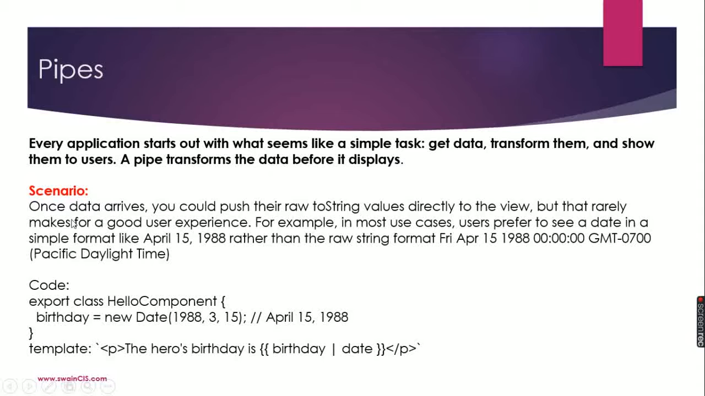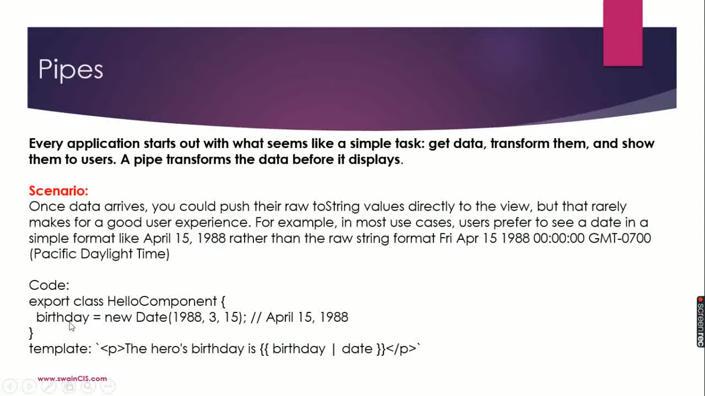Let's see a scenario. Once data arrives, you could push the raw toString values directly to the view, but that rarely makes for a good user experience. That means if you have a date in a format like Friday, April 15, 1988, 00:00 GMT, it is something awkward that your user will not understand, or will be confused by. So before showing this data, you may be required to make it proper, like April 15, 1988. This kind of change we can do using pipes.